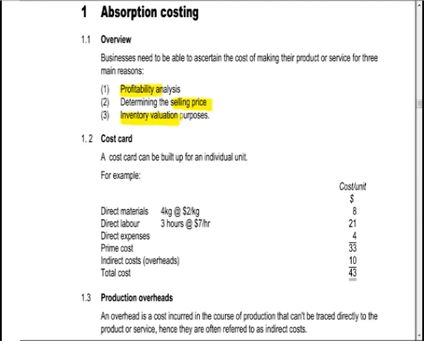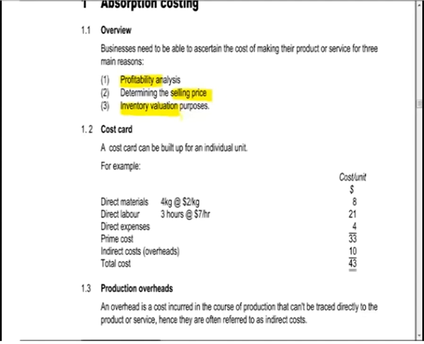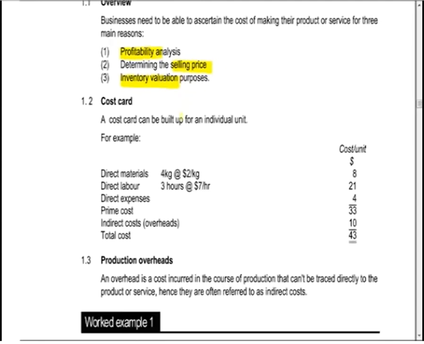A way of summarising the total cost of producing one unit then is via a cost card. And referring back to some of the terminology that we saw earlier on, the total then of all of our direct costs is the prime cost. So that's the direct materials, direct labour and direct expenses. But in order to get to that total production cost, we're going to need to add in some overheads.